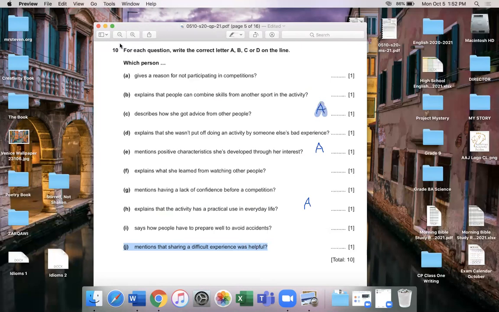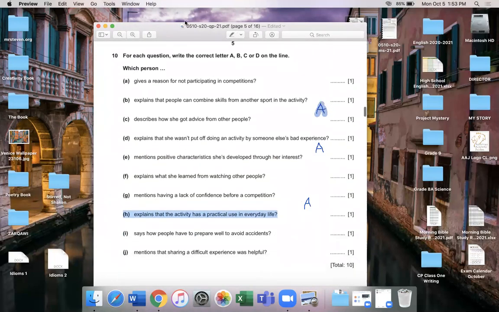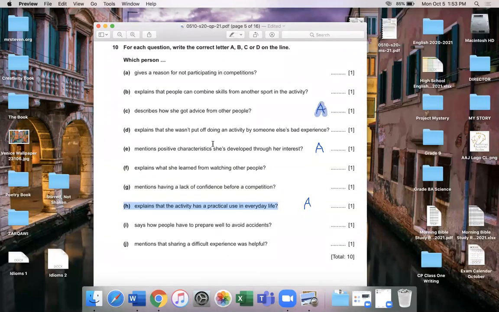Okay, so Kusai has come to the conclusion that for the first character, we have the letter A here. For letter C, describes how she got advice from other people, mentions positive characteristics she's developed through her interests, and explains that the activity has a practical use in everyday life. So that's Kusai Smadhi's way of tackling this, okay? You can mark those down into your notes.